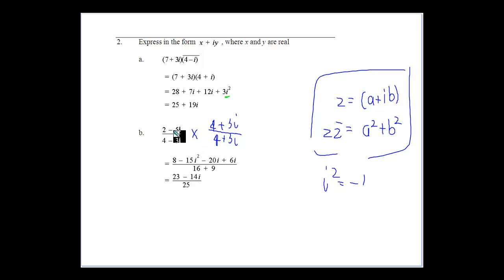So 2 minus 5i over 4 minus 3i. Again, we can't do the division there, so we multiply by the conjugate of the denominator. Using this idea again, multiplying a number by its conjugate gives us a real number. So it gives us 16 plus 9 on the bottom, expanding our top one and collecting our terms there.